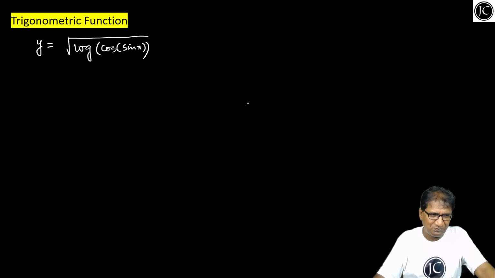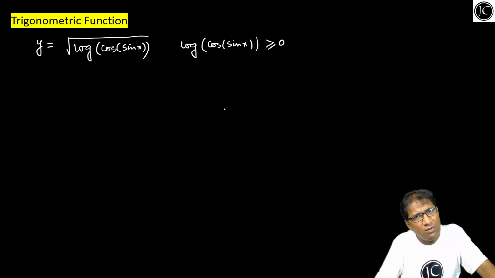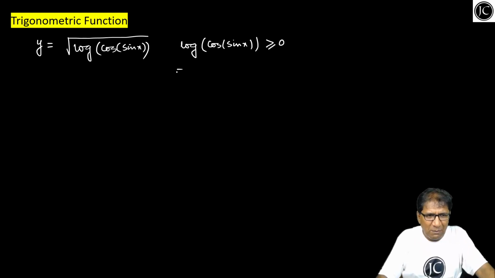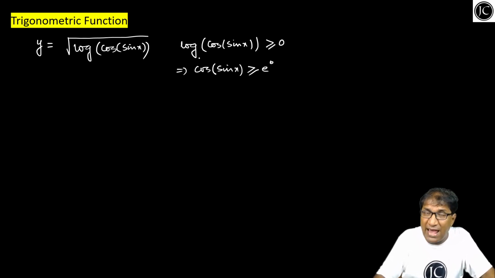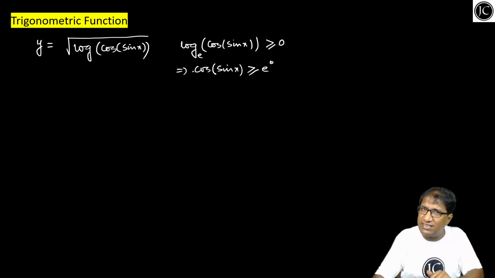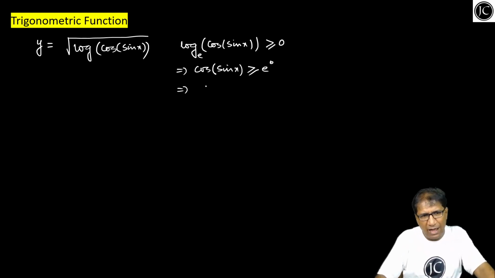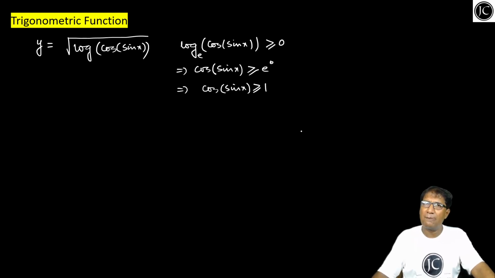There is no problem. But to define the function, what do we have to do? We must write that log of cos of sin x has to be greater than or equal to 0, because it is inside the root. That means cos of sin x is greater than or equal to e to the power 0. Children, there is no base here; in calculus the base is always e. So cos of sin x is greater than or equal to 1.